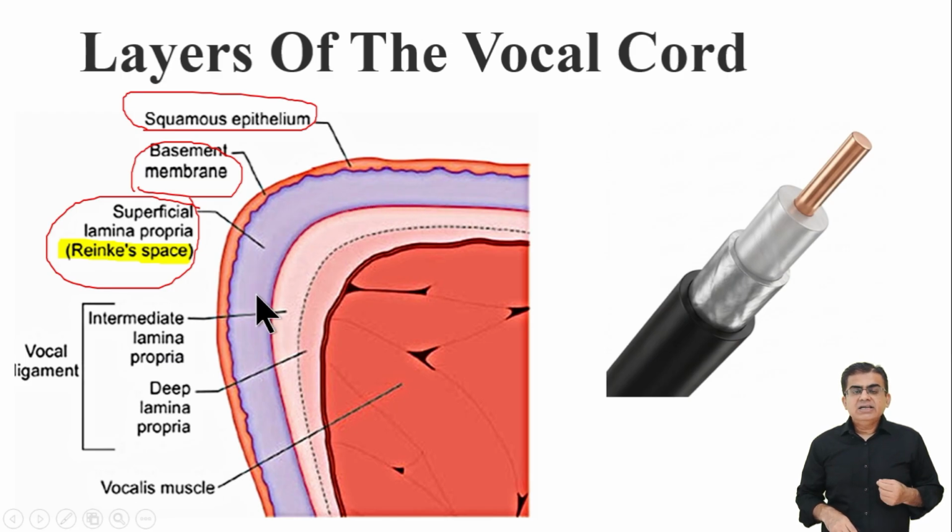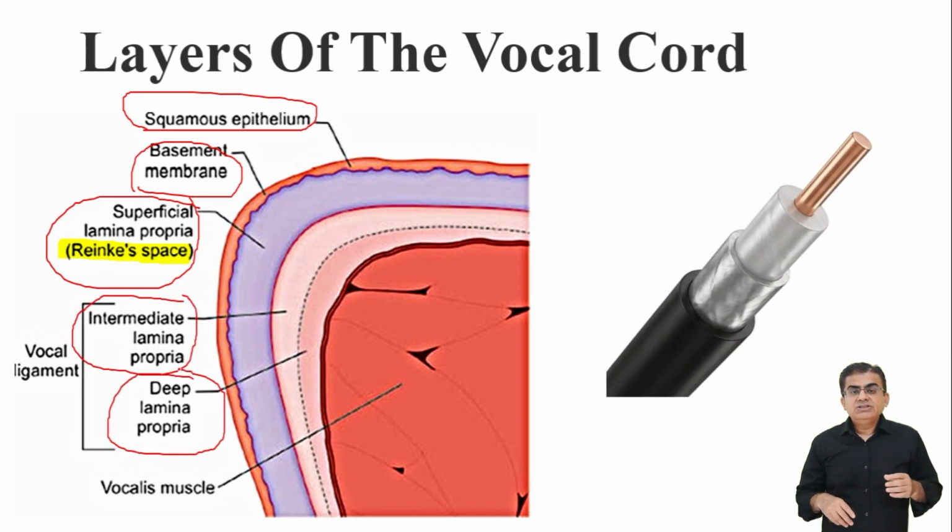Below that, there are intermediate lamina propria and deep lamina propria, which together form a strong ligament called the vocal ligament. See this light pink color, 2 layers. The outer is the intermediate lamina propria and the deeper is the deep lamina propria.